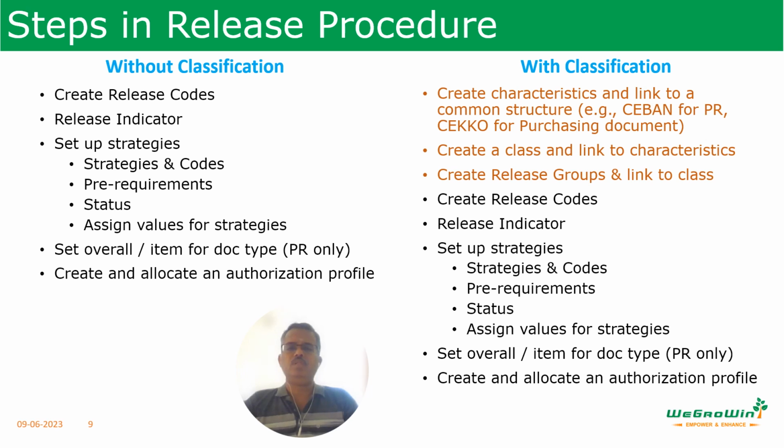Now, with classification, there are three additional steps involved. Create the characteristics and link the characteristics to a communication structure. For example, the structure CEBAN for purchase requisitions or CEKKO for purchasing documents like purchase orders. Then create the class and link it to the characteristics, and then create the release groups and link them to the class. These are the three additional steps. The remaining steps are as they are for with classification. Now, as I said, in this session we are going to discuss the release procedure with classification.